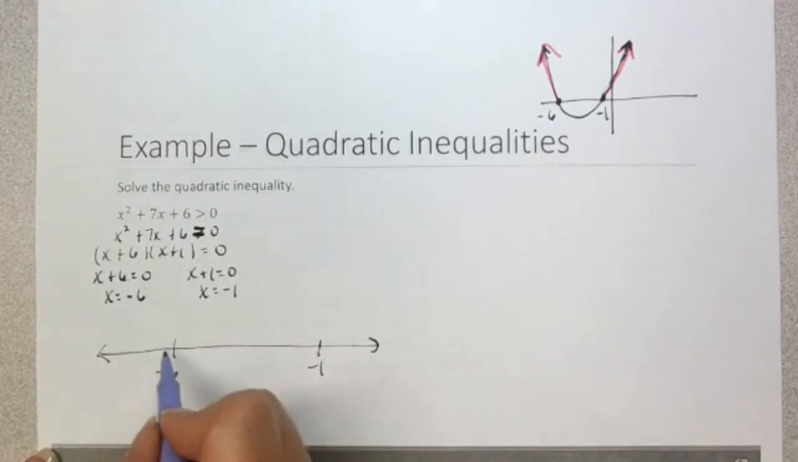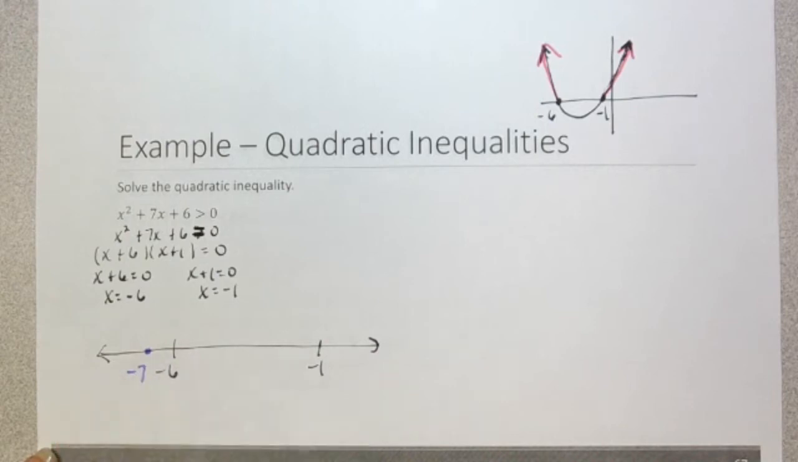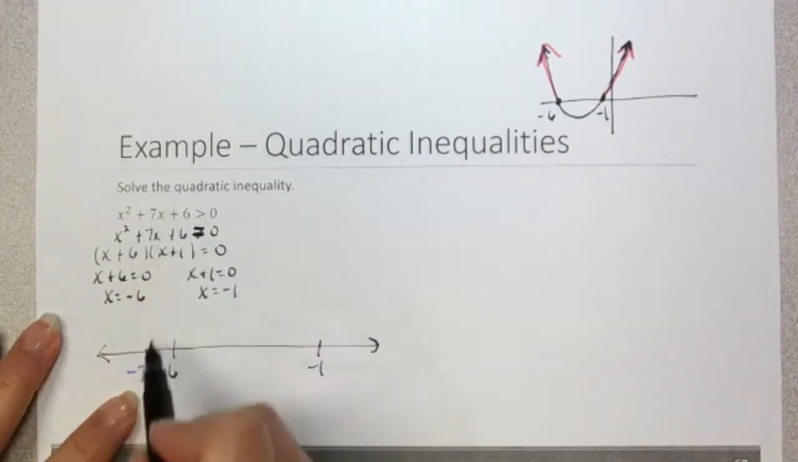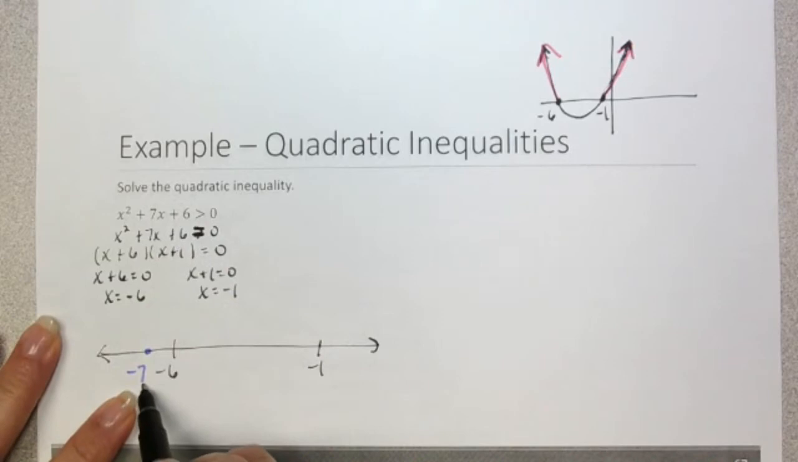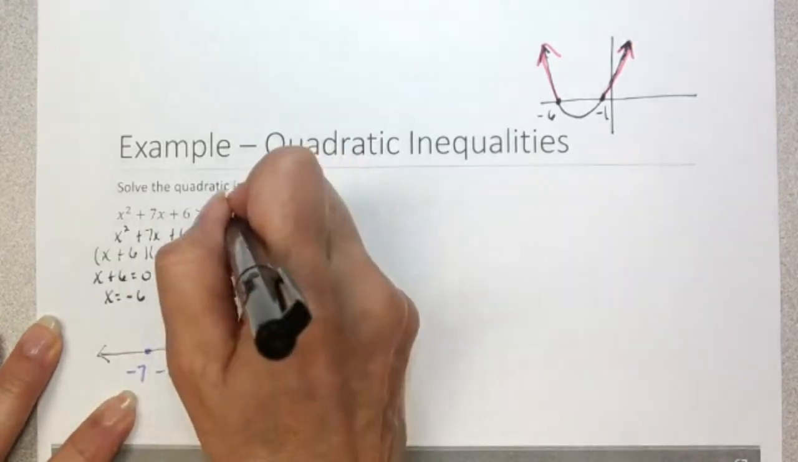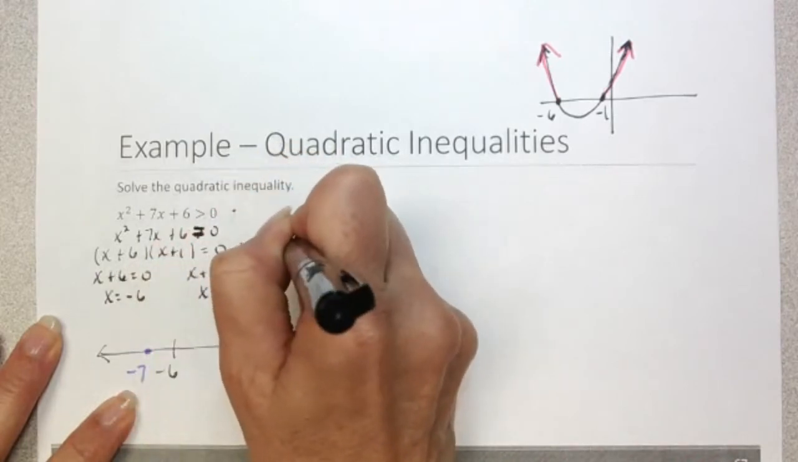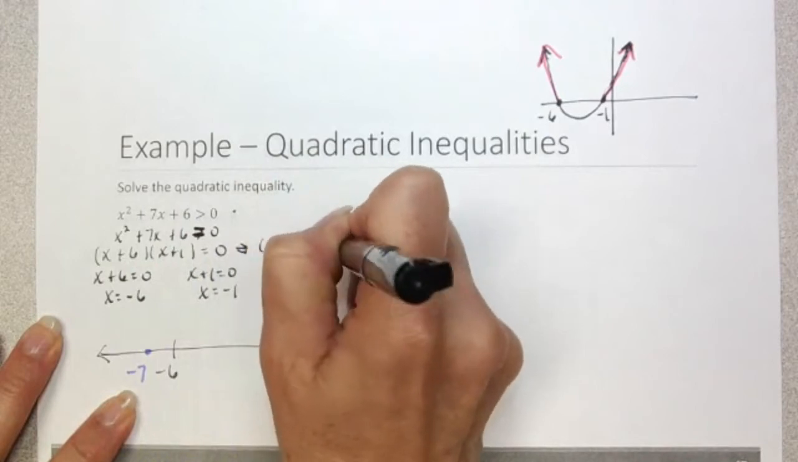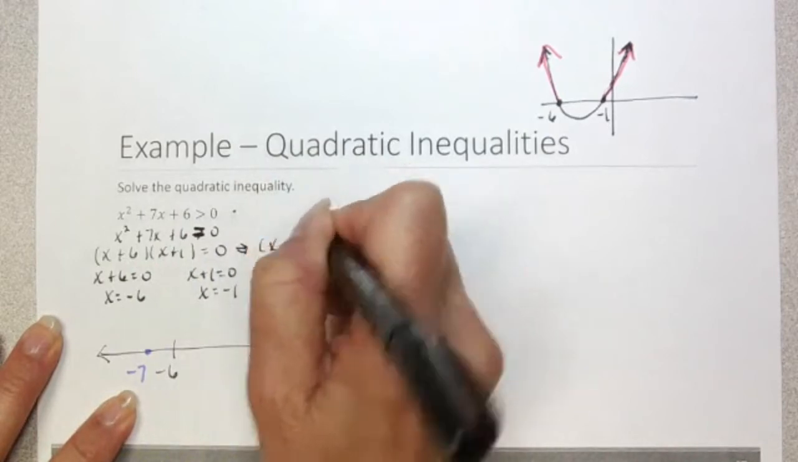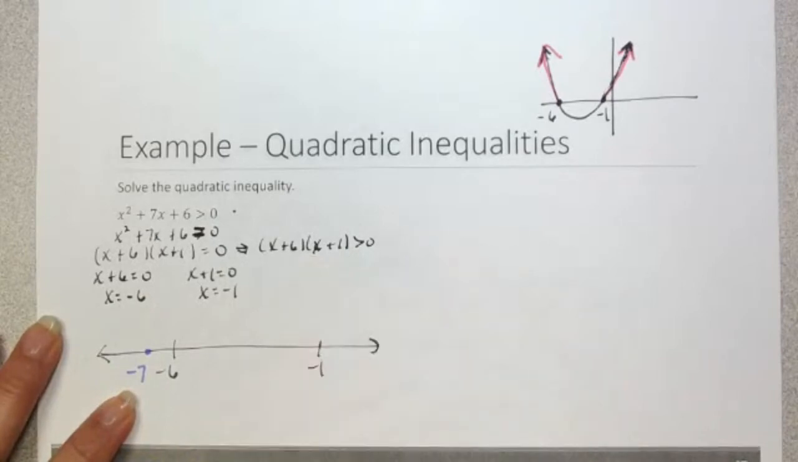How about in this interval to the left of negative 6, how about if we just pick negative 7, since that's a smaller number that's in the interval. So to test negative 7, I want to plug it back into the inequality and see if it makes the inequality true. I think what I'm going to do is use the inequality in its factored form, right? So let's rewrite x plus 6, x plus 1 is greater than 0. That's just our quadratic function factored. It's just easier to test it that way, right?